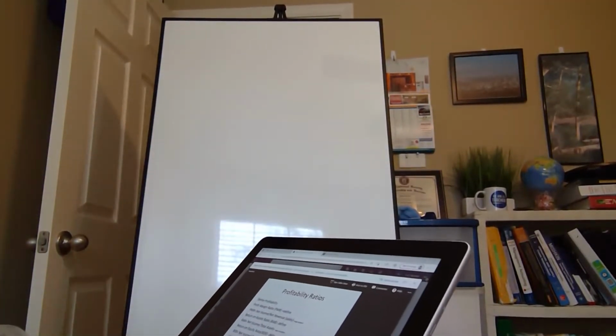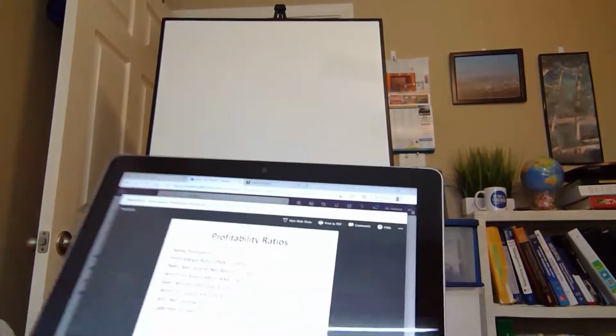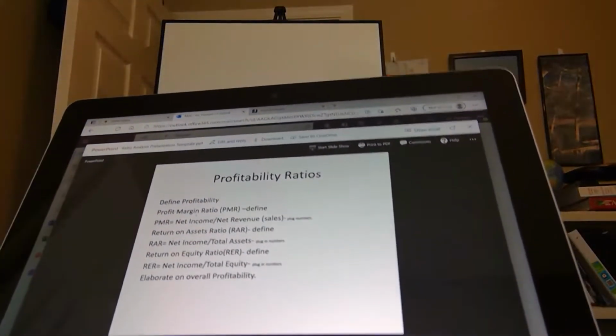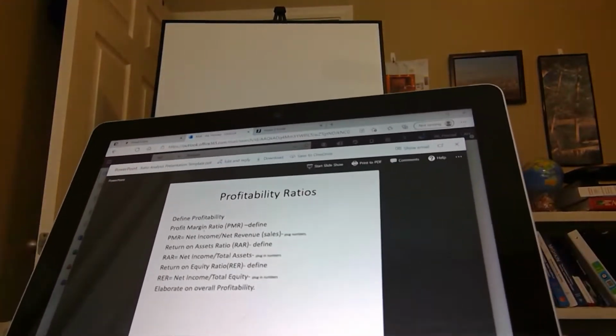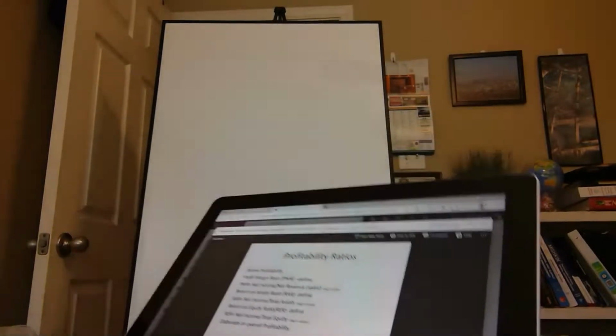The next ratio is the return on asset ratio. Just follow what I wrote for you here, and you're going to be fine. Define, plug in the numbers, and get the results.